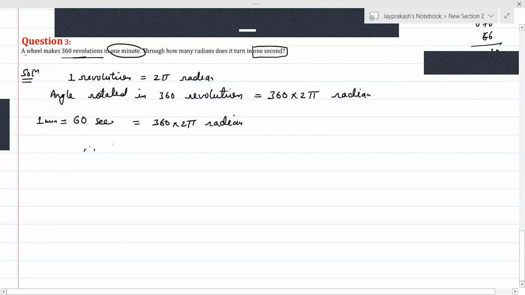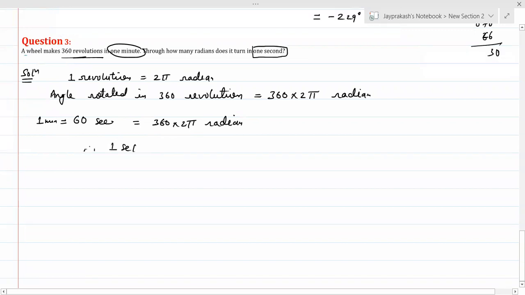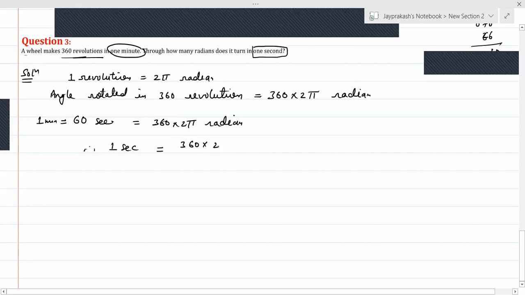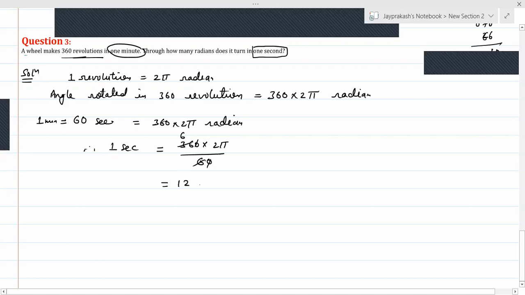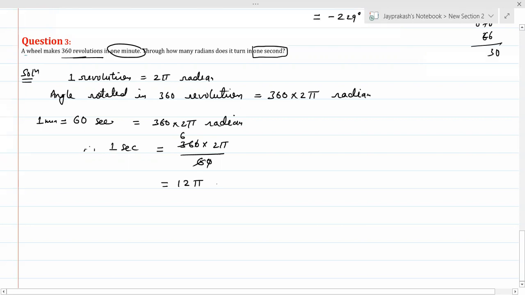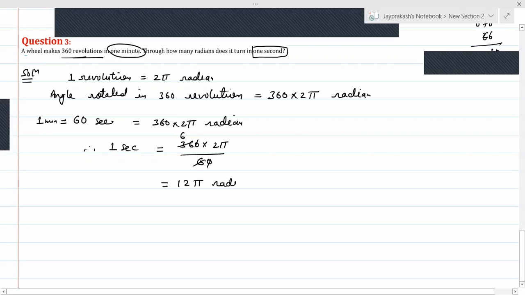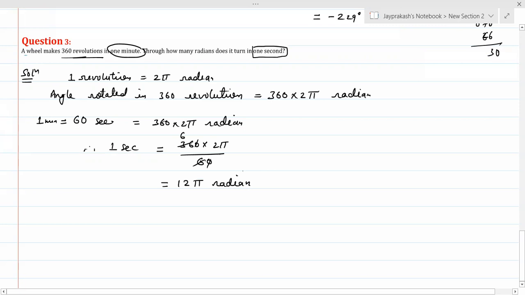So therefore in 1 second it will make 360 into 2 pi by 60. Now cut it. Zeros cancel, then 6 sixes are 36. So finally in 1 second there is a 12 pi radian rotation.